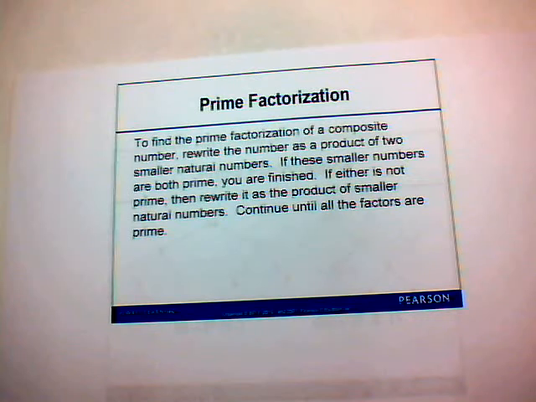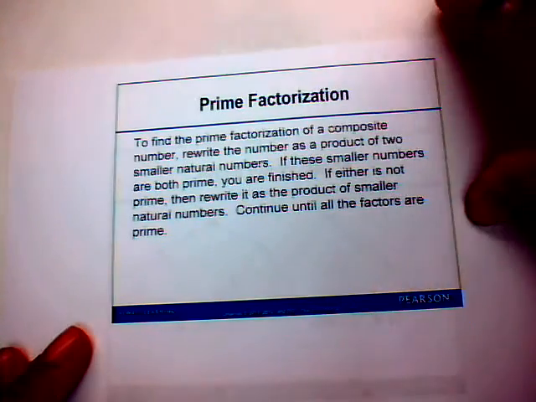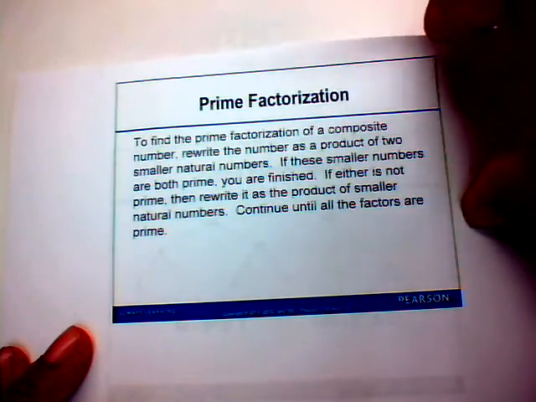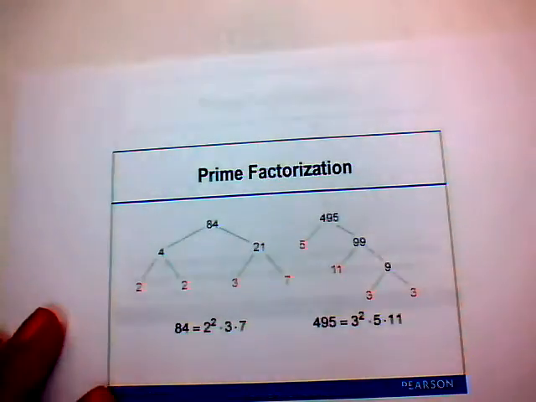To find the prime factorization of a composite number, you're going to rewrite the number as a product of 2 smaller natural numbers. If these smaller numbers are both prime, you're finished. If either is not prime, then rewrite it as a product of smaller natural numbers. And you will continue this until all the factors are prime.